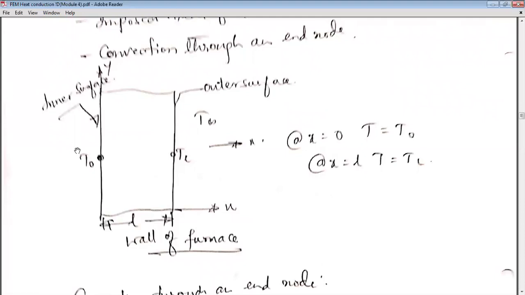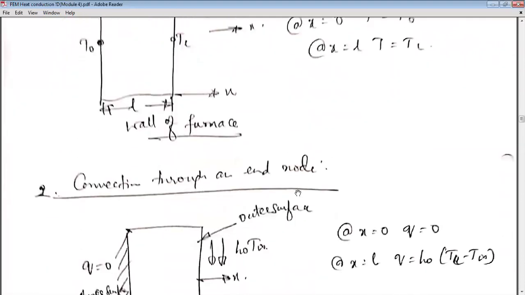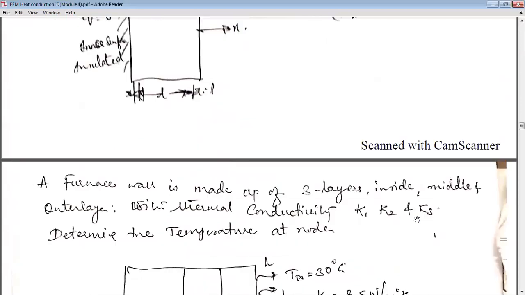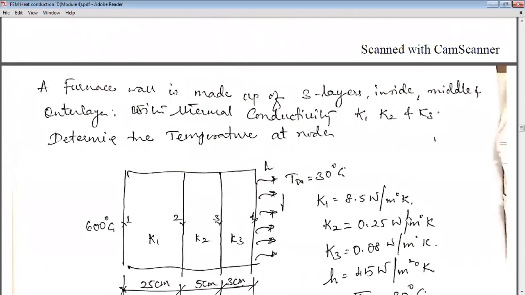X equals 0, T equals T naught; X equals L, T equals TL. In case of convection through an end node, you will see one kind of convection heat transfer. This is the symbolic representation. This is the inner surface, and this is the outer surface. Now straight away we'll move to a typical 1D problem. If you refer to any FEM books on heat transfer or any general books, you'll notice this kind of problem in the heat transfer chapters. So let us try to understand one classic problem and then other problems.